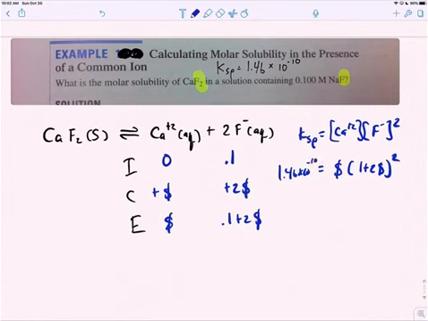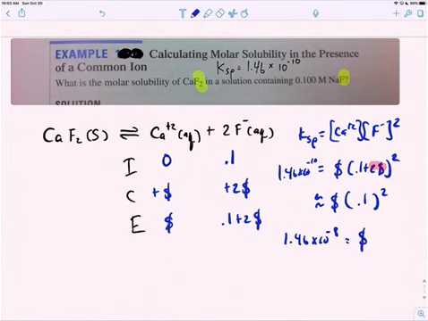And what's nice about this is you can apply the small s approximation. So we can say this is approximately solubility times 0.1 squared. So that means we have to divide both sides by 0.1 squared, which is 0.01. That means 1.46 times 10 to the minus 8 is equal to the solubility.